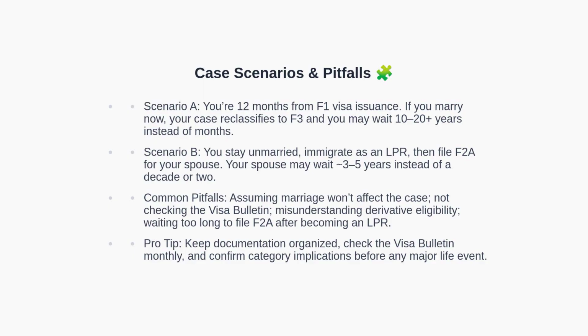Common pitfalls include assuming marriage does not affect classification, failing to consult the Visa Bulletin, misunderstanding derivative eligibility, and delaying the F2A filing after becoming an LPR. To mitigate risk, organize documents early, verify category rules, and monitor the Visa Bulletin monthly.